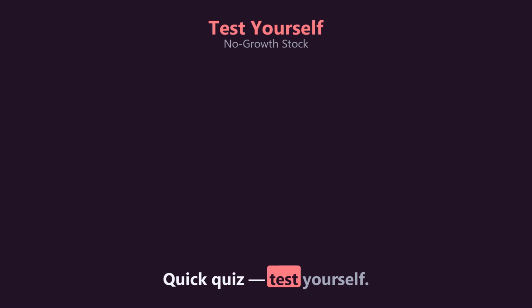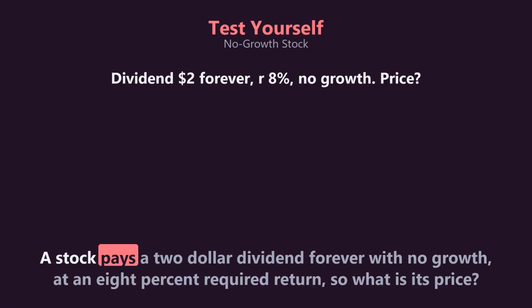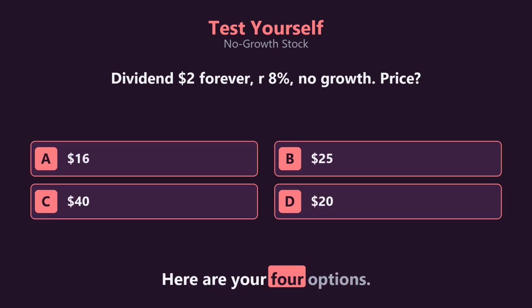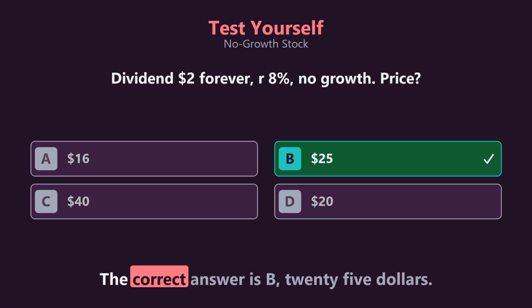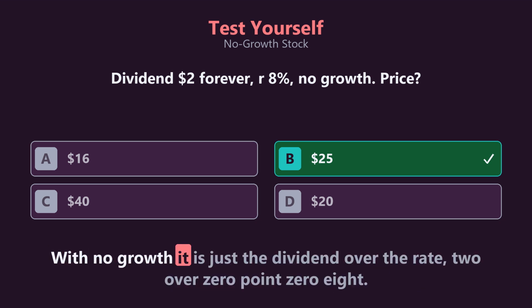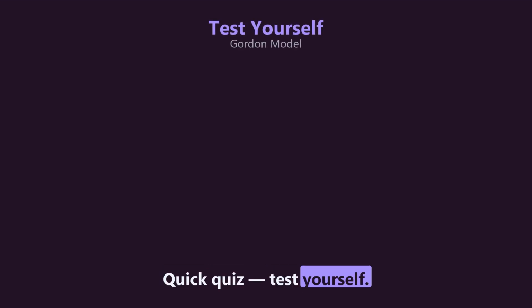Quick quiz, test yourself. A stock pays a $2 dividend forever with no growth, at an 8% required return, so what is its price? Here are your 4 options. Pause the video and solve it now. The correct answer is B, $25. With no growth it is just the dividend over the rate, 2/0.08.